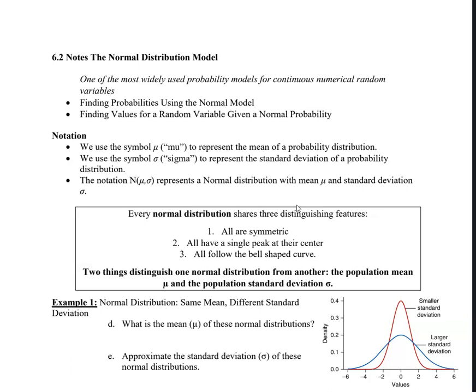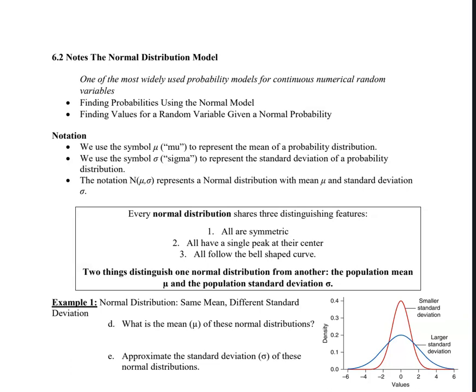So first of all, the normal distribution, what is it? It's a special type of distribution, and it's a continuous variable distribution. So when we look at it, it's going to be a graph like we talked about in the last section. It's a continuous variable, and it's got three distinguishing features.